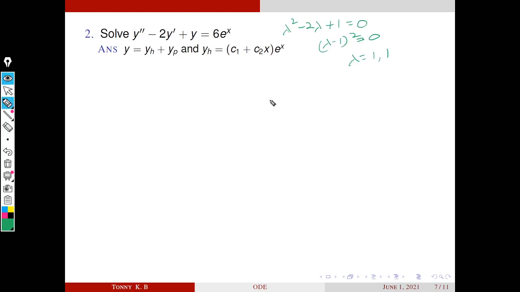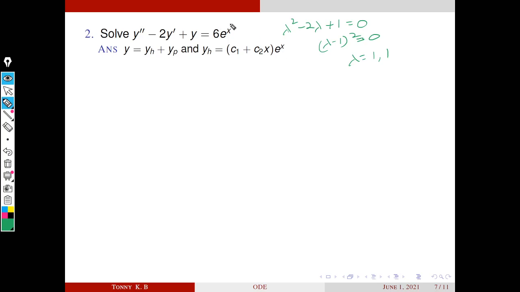How to solve? To solve the homogeneous equation, first of all we have to write the characteristic equation. This is the characteristic equation corresponding to the homogeneous equation, lambda square minus 2 lambda plus 1. This is nothing but lambda minus 1 whole square. So by solving we get lambda equal to 1, 1. So repeated root, and real. So this is the solution corresponding to repeated and real roots: c1 plus c2x into e raised to x.